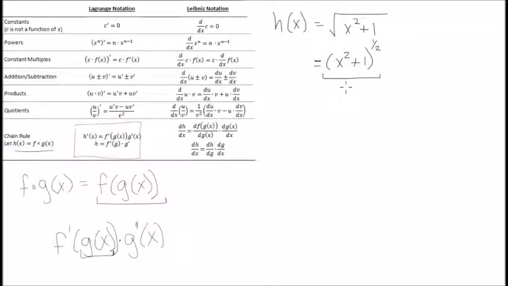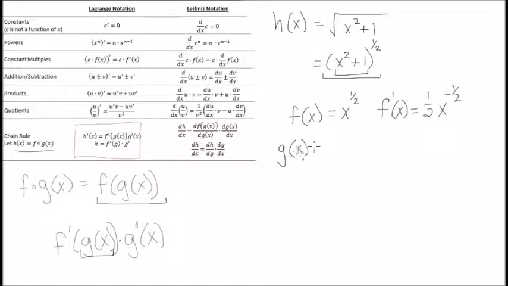So what I'm going to look for is functions within this function whose derivative I know how to take. Now I've already said that I know how to take the derivative of x to the 1/2. So I'll go ahead and say that the function f of x is going to be x to the 1/2. And I then know that the derivative of that function is equal to 1/2, bringing down the power as the coefficient, x raised to the 1/2 minus 1, which is negative 1/2. Now, I need to think separately about this function on the inside. So I can say that g of x is equal to x squared plus 1.